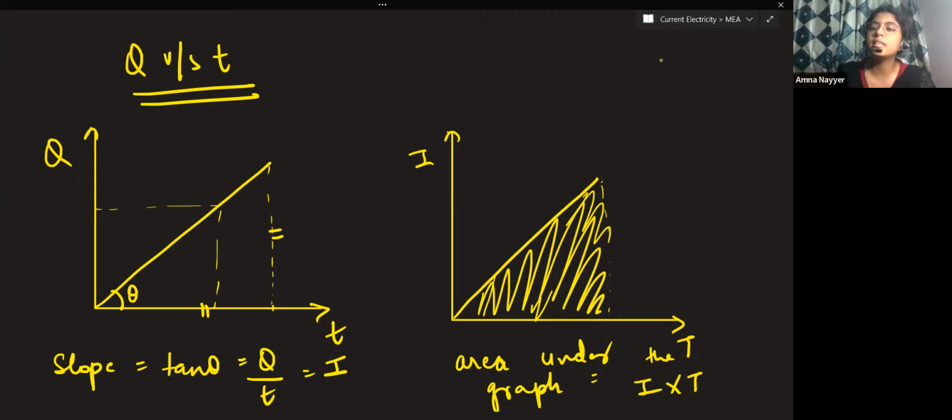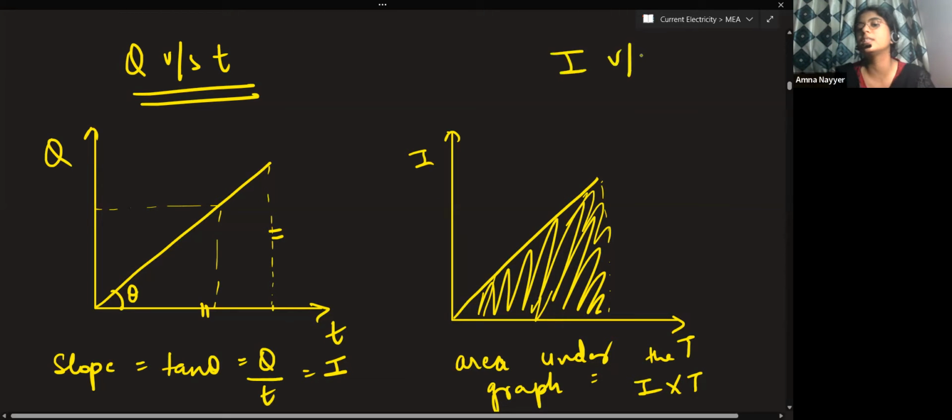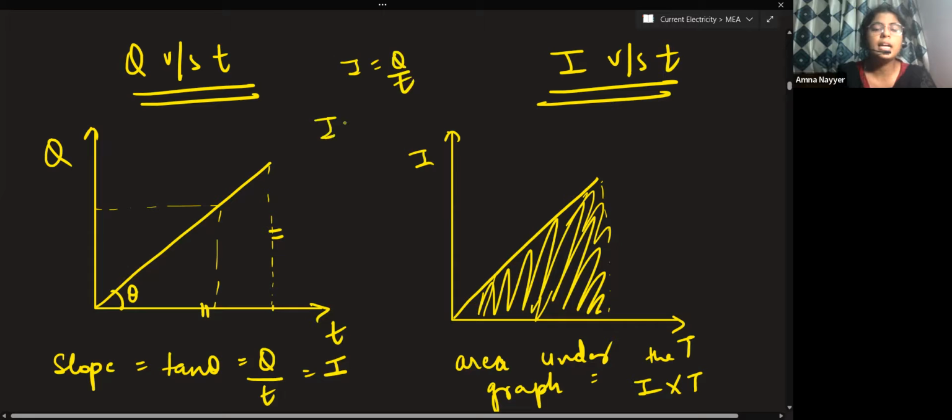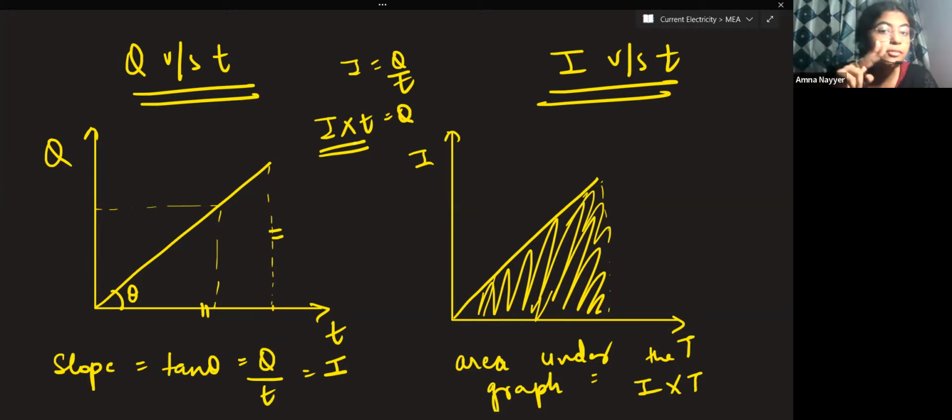The other thing you have is the current versus time graph. You also know that if current is equal to charge divided by time, then current multiplied by time will obviously give you charge. So in the current versus time graph, the quantities are getting multiplied. What did I tell you just now? Whenever two quantities are getting multiplied, the third quantity is given by the area. If two quantities are getting divided, the third quantity is given by the ratio, the division. If two quantities are getting multiplied, then the third quantity is given by the area under the graph.